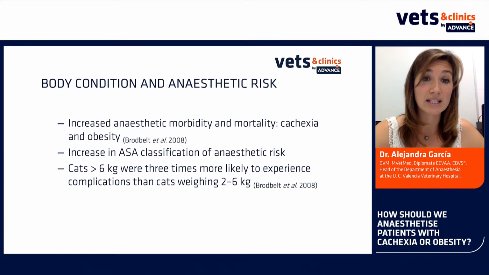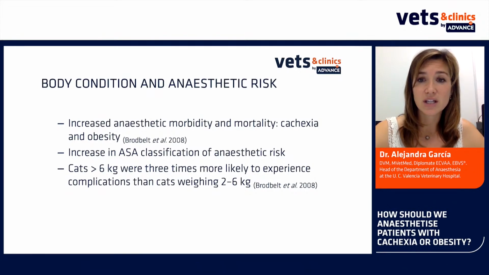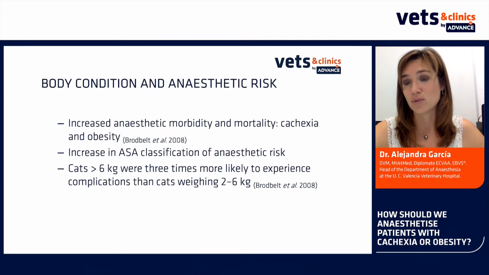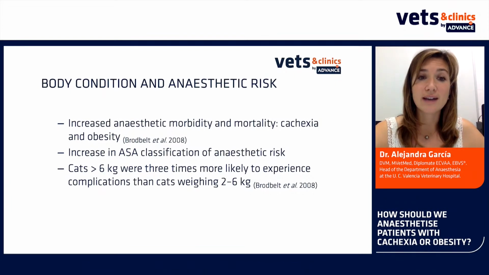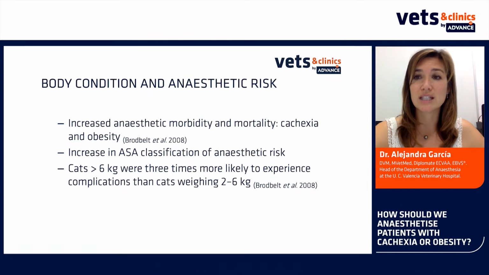Focusing on anesthesia, we have increased anesthetic morbidity and mortality in extremes of weight, meaning in cachectic animals and obese patients. This is the article where you can find this information. The increase in ASA classification of anesthetic risk is obviously a bad thing. In cats weighing more than 6 kilos, these cats were 3 times more likely to experience complications than cats weighing between 2 and 6 kilos. This is also the same reference. So you can see that in extremes of weight, we have higher anesthetic risk.